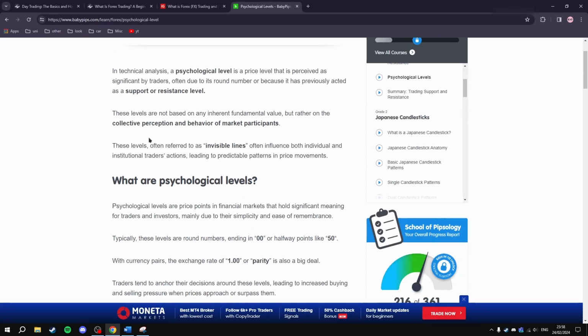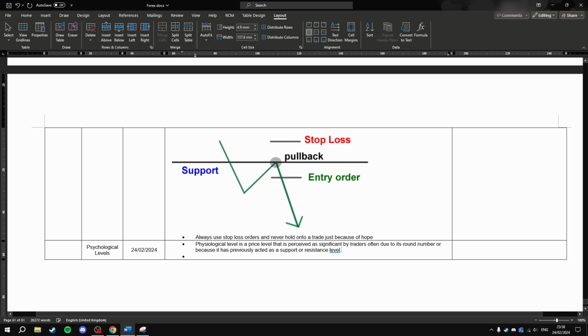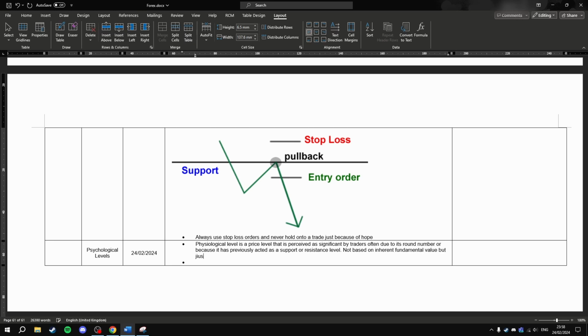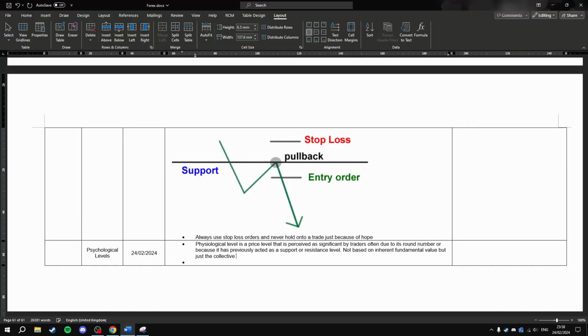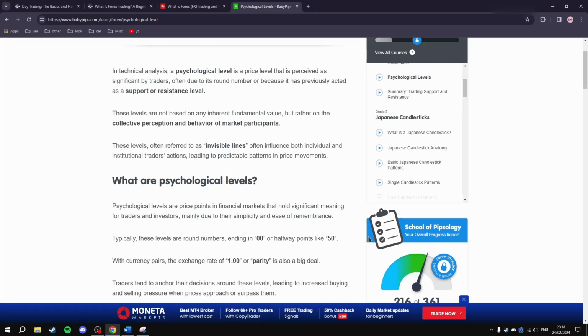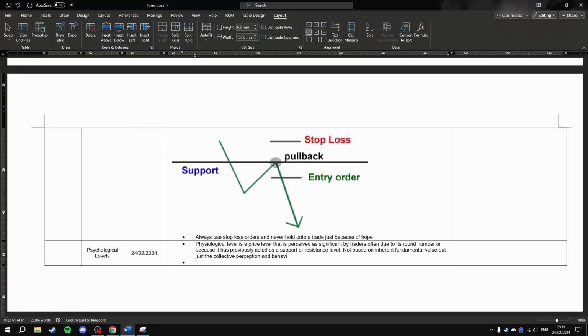These levels are not based on any inherent fundamental value, but rather on the collective perception and behavior of market participants.